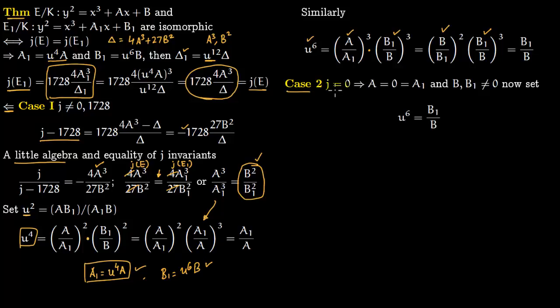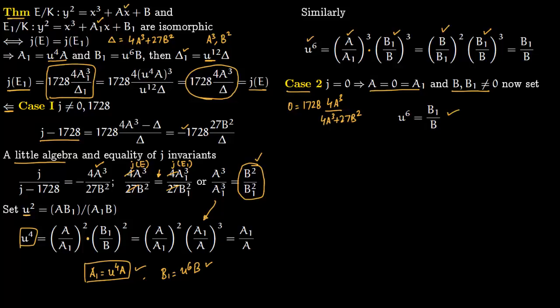Now case 2, when the j invariant is 0. So 0 is equal to 1728 times 4a cube divided by 4a cube plus 27b square. Now you can see that the numerator has to be 0. So a has to be 0. But the discriminant is nonzero here, so b cannot be 0. Since a is 0, the only thing we have to worry about in the isomorphism of these two curves is that b1 has to be equal to u6b. So you just take u6 as b1 over b.